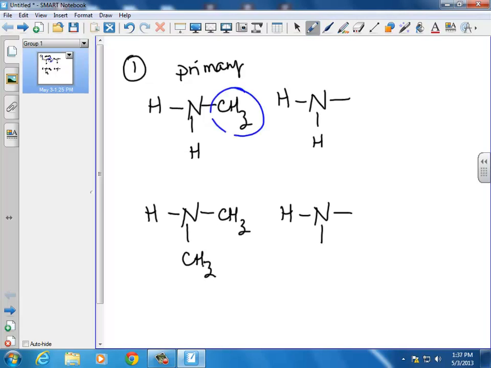Okay, so amines are derived from ammonia. So remember Lewis structure for ammonia, NH3. Looks like this. Okay, so we're looking at simply substituting those hydrogen atoms with a carbon chain. So when one hydrogen atom has been substituted, it's a primary amine. 2 hydrogen atoms have been substituted, it's a secondary amine.